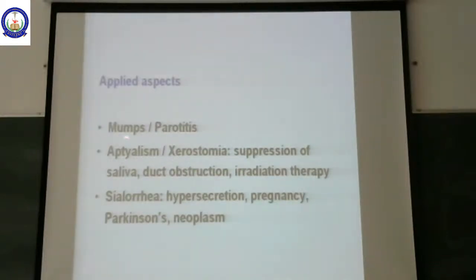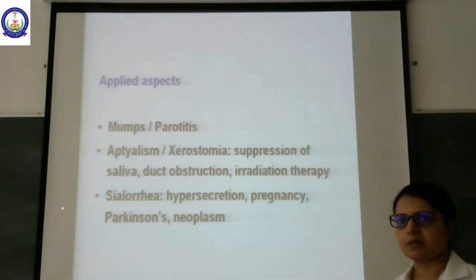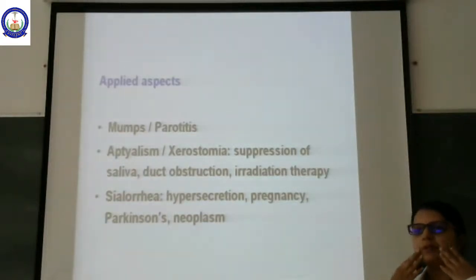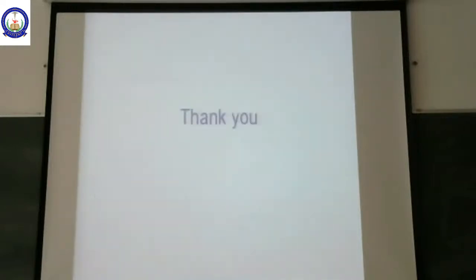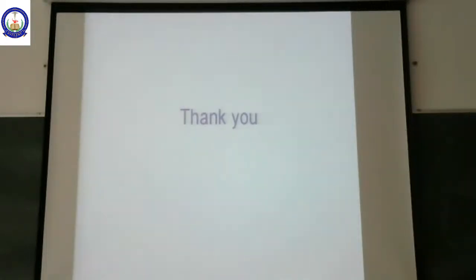The opposite of xerostomia is sialorrhea, excessive secretion of salivary juice, hypersecretion of salivary juice. This can be seen in pregnancy, in Parkinson's disease, which is a CNS related disorder, and in neoplasms or tumors. If there are tumors present in the gland itself, it keeps secreting salivary juice. In that case, the person cannot swallow all the saliva, and there may be drooling of the saliva itself. That is called ptyalism. So this is about salivary juice composition and functions, and also the functional organization. Okay, thank you.